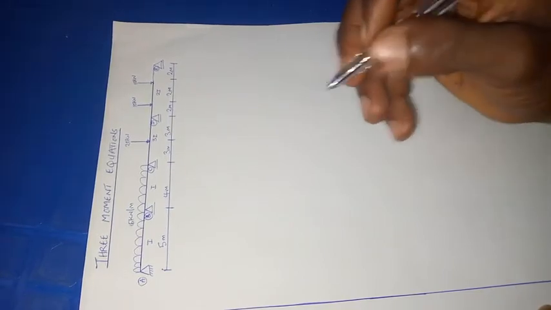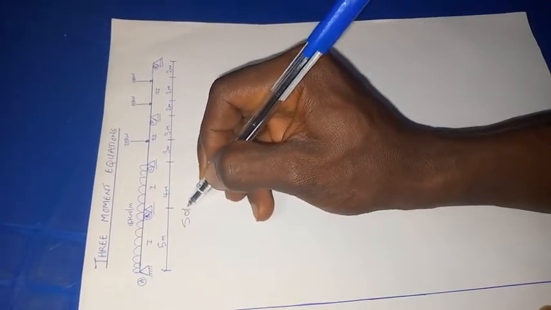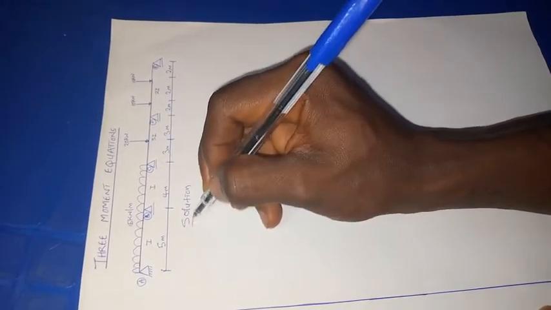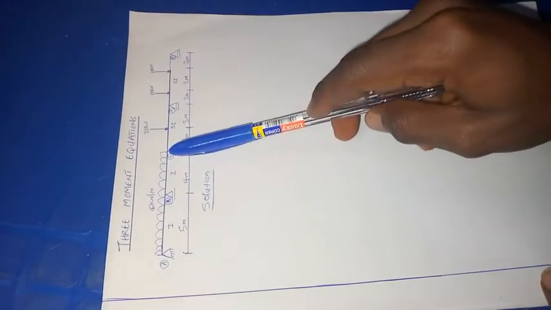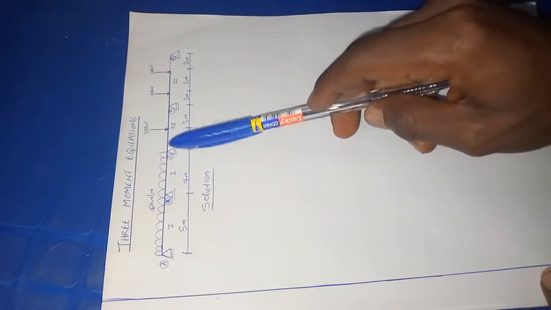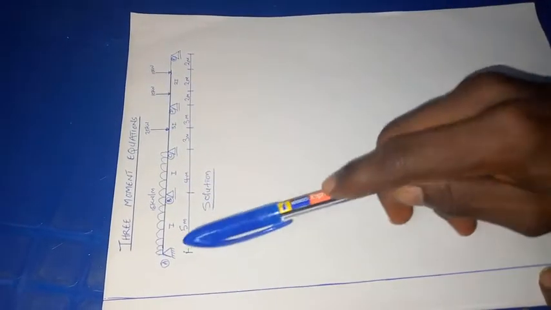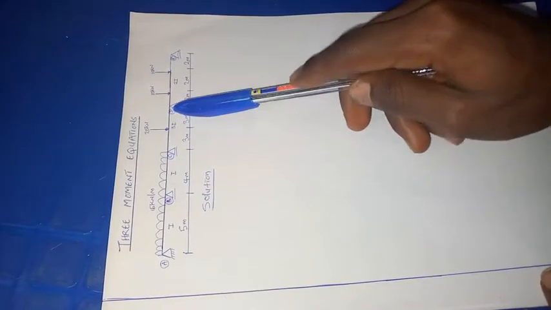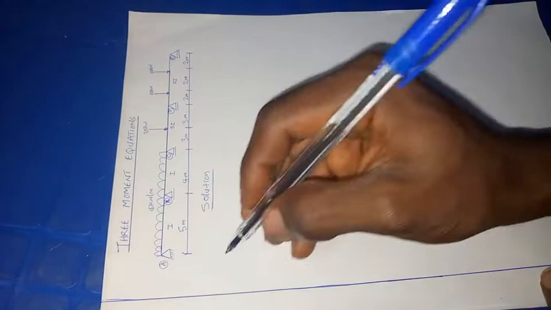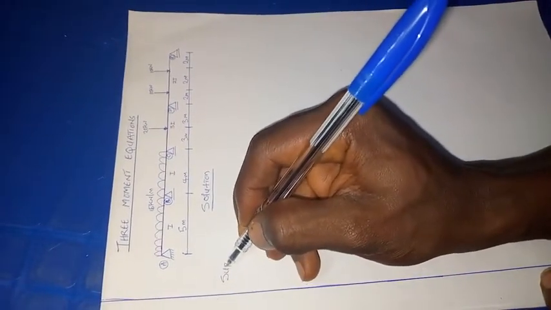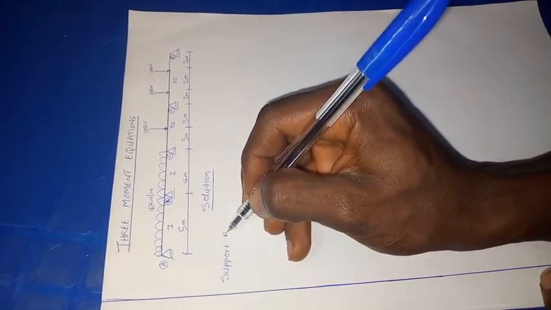The first thing we are going to do here, like we did the previous time, is to generate our three moment equations. To generate them, I'm going to pick three supports at a time: A, B, C; B, C, D; and C, D, E. I'm picking support A, B, C first, and taking my considerations at support B.